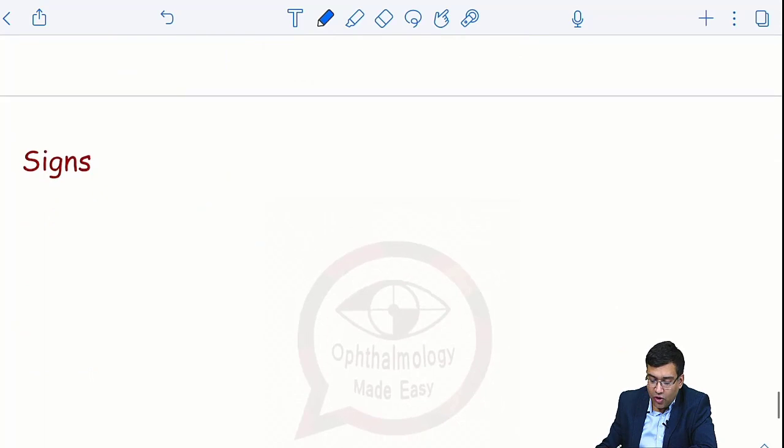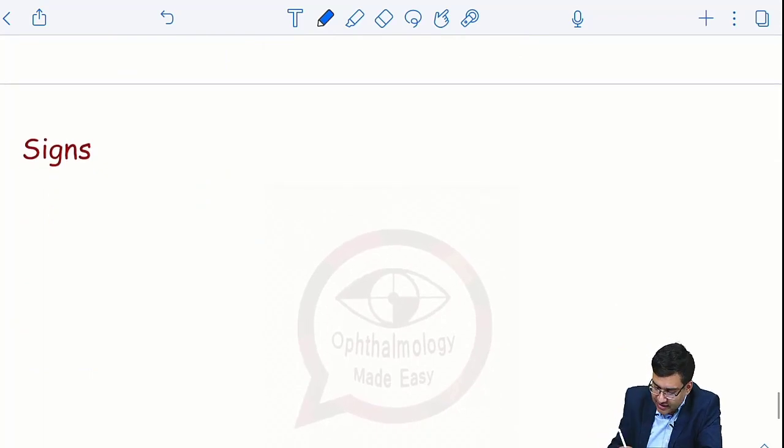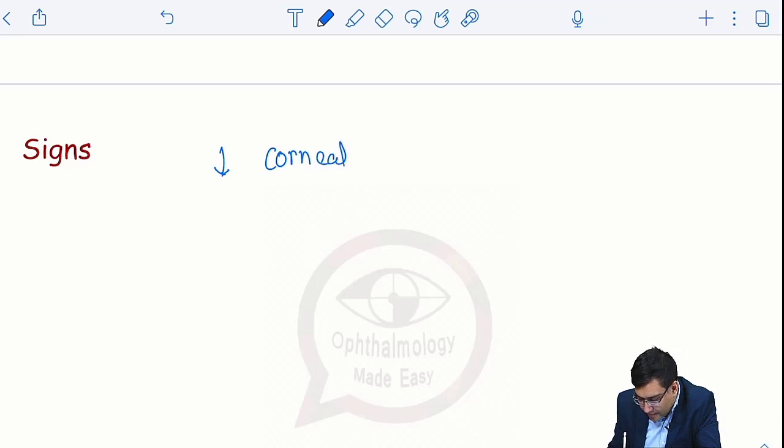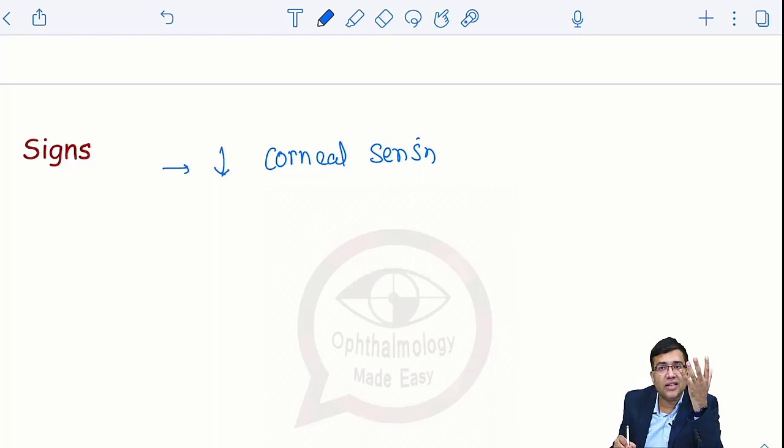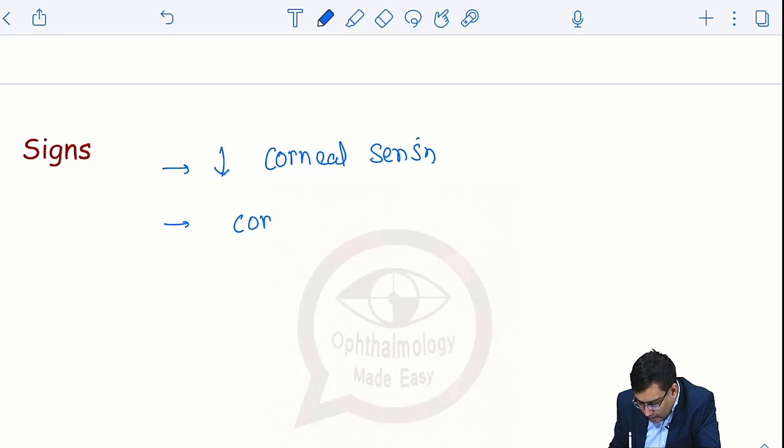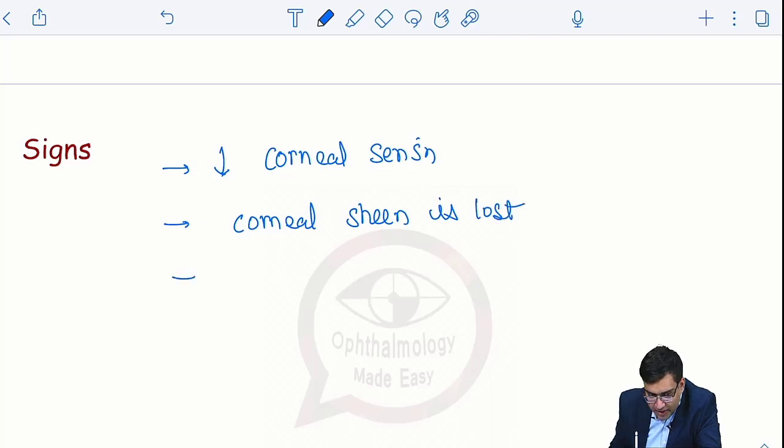So the signs of neurotrophic keratopathy: the first and the most important, as I told you, is decreased corneal sensations. And because of the accumulation of the toxic products over the cornea, the brightness or the sheen of the cornea is lost. Okay, and last but not the least, there would be a persistent epithelial defect.